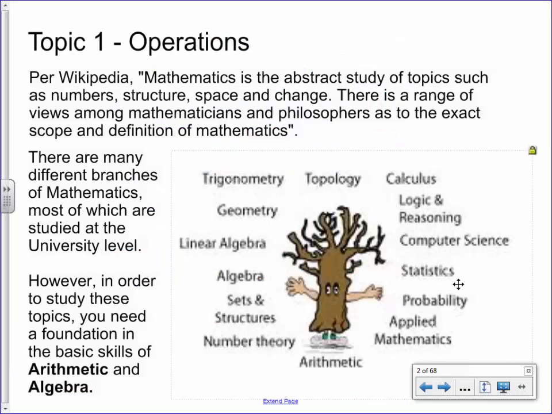Before I get to that, just quick talk about what math is. What is math? This is off Wikipedia. Math is the abstract study of topics such as numbers. That's where we start, right? Eventually, we'll talk about structures, space, like say volume, area, surface area, that sort of thing, and change. We'll get to that.